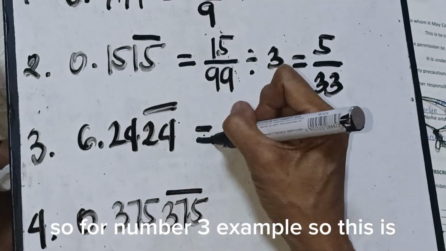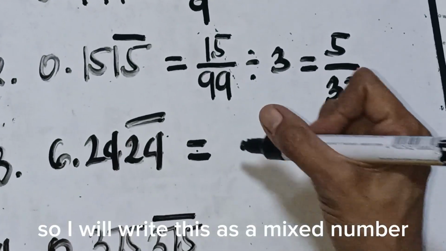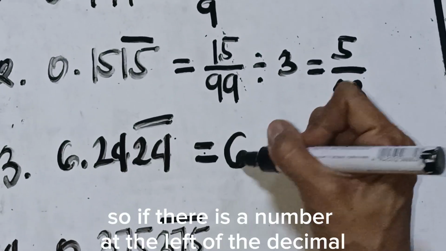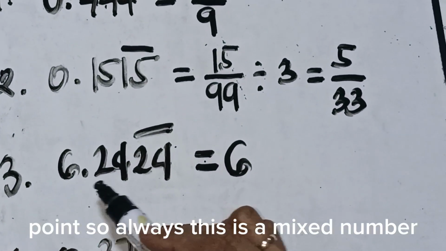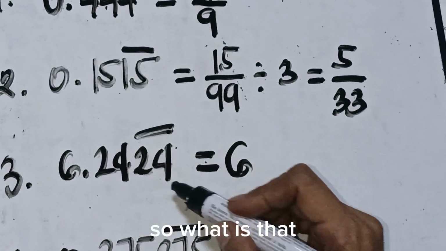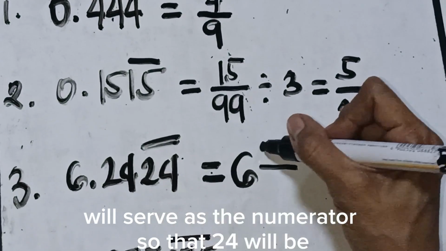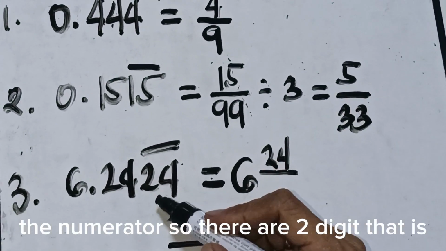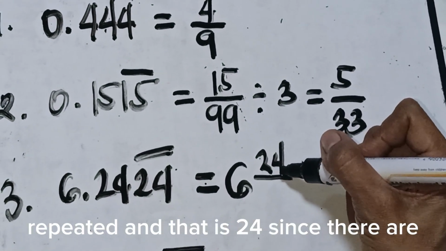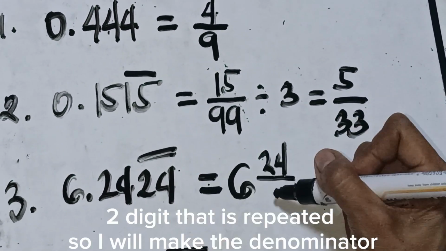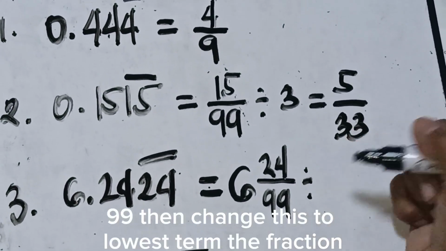For number 3 example, there is a digit at the left of the decimal point, so I will write this as a mixed number. If there is a number at the left of the decimal point, always this is a mixed number. So the repeated part will serve as the numerator. That 24 will be the numerator. There are 2 digits that are repeated, and that is 24. Since there are 2 digits repeated, I will make the denominator 99. Then change this to lowest term.